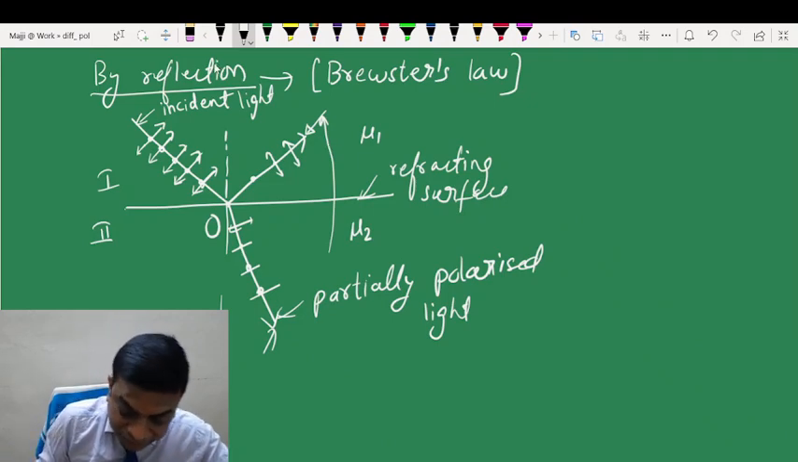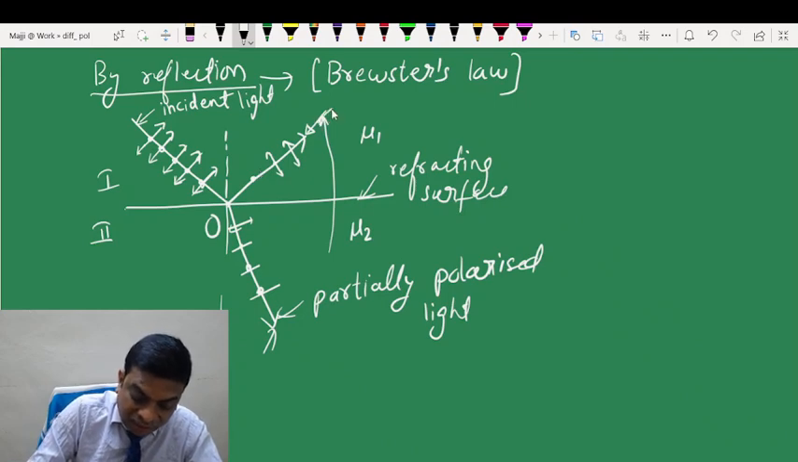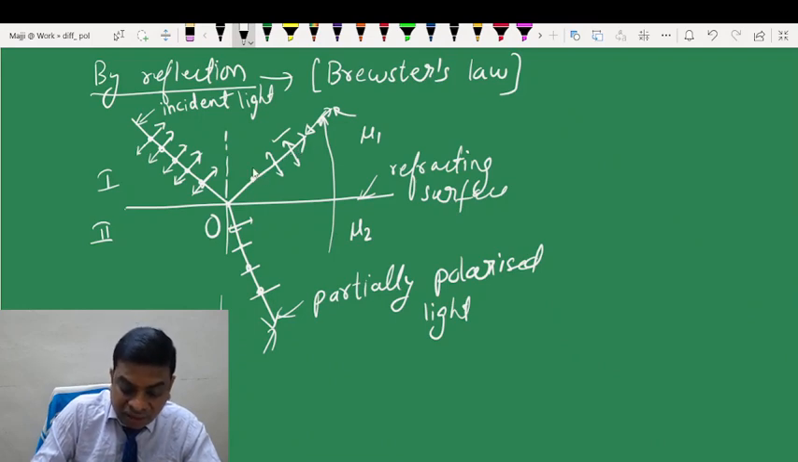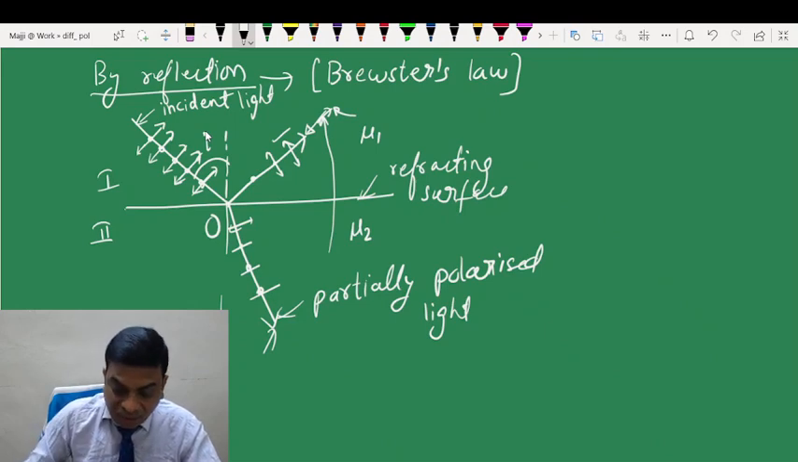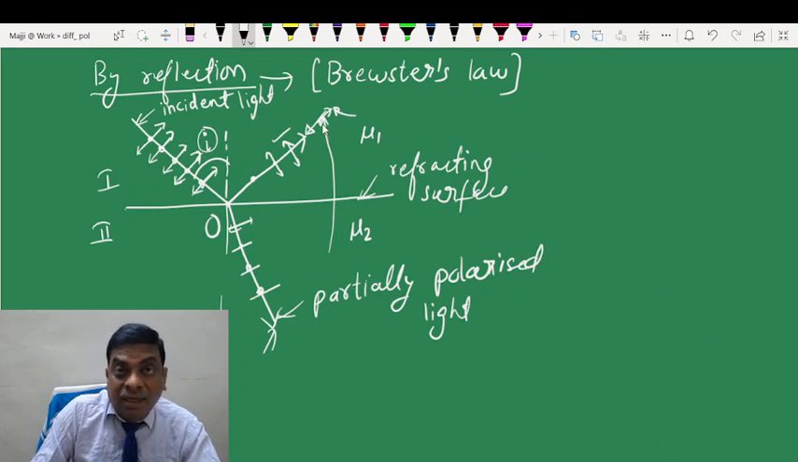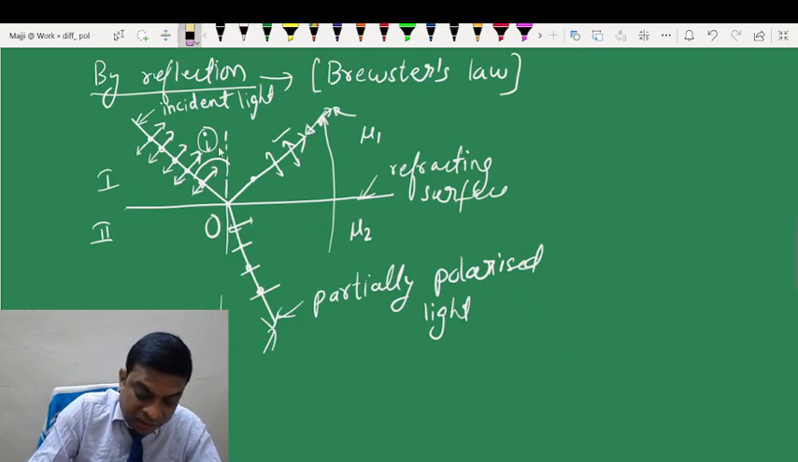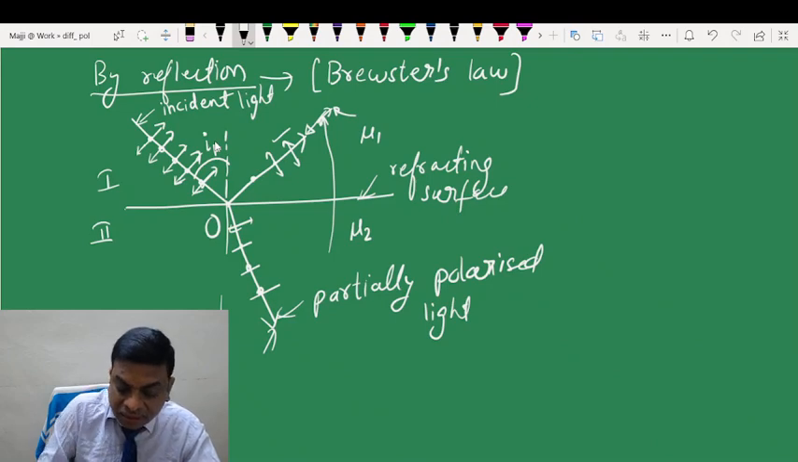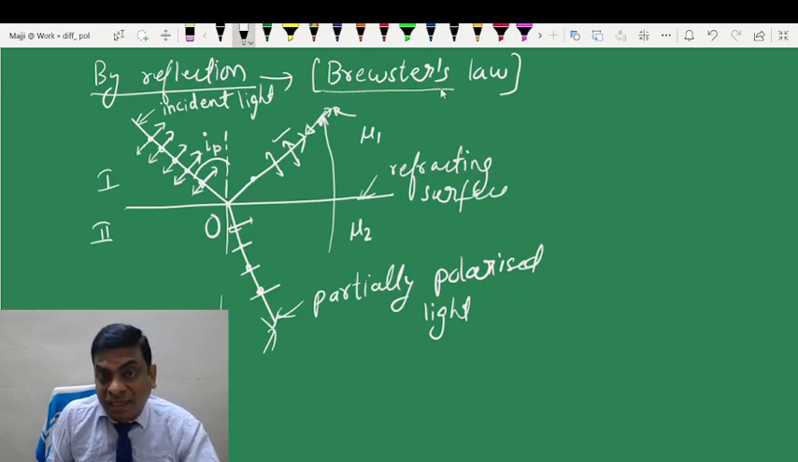Then it is found, we are discussing reflected light, students. I am discussing only reflected light, so please focus on this reflected light. The degree to which polarization occurs in the reflected light depends on the angle of incidence. It is found that for a certain particular value of angle of incidence, the reflected light is almost completely polarized. Such an angle of incidence is known as the polarizing angle, sometimes less commonly known as Brewster's angle.